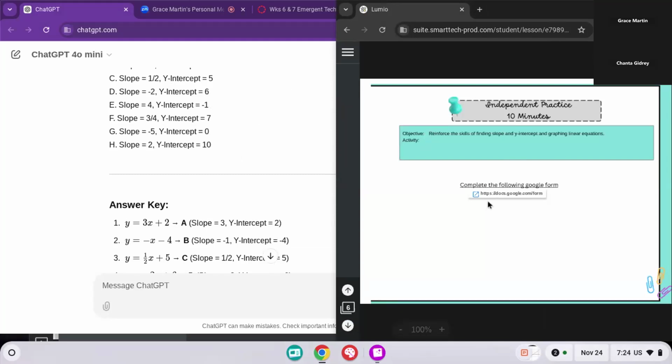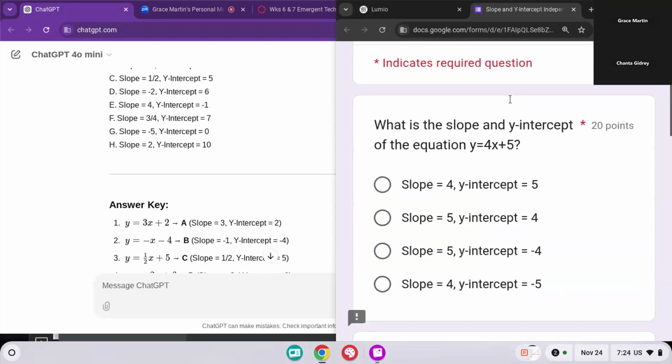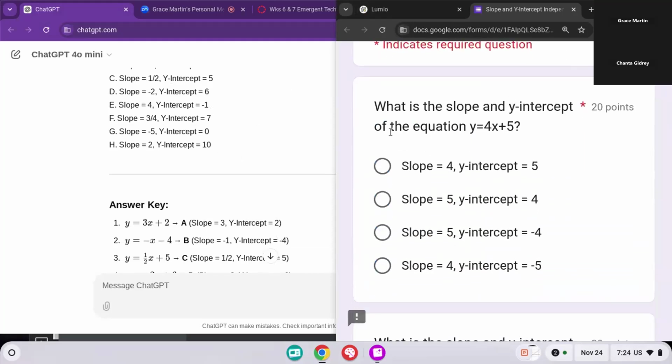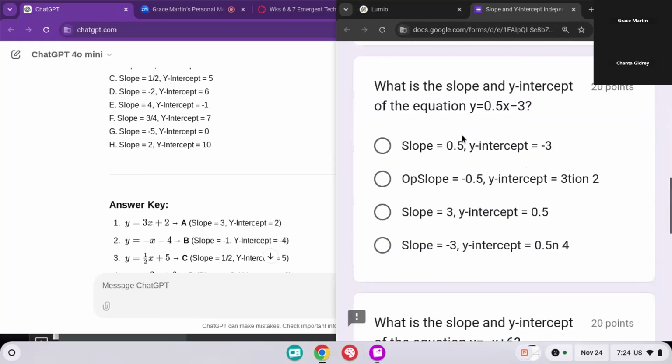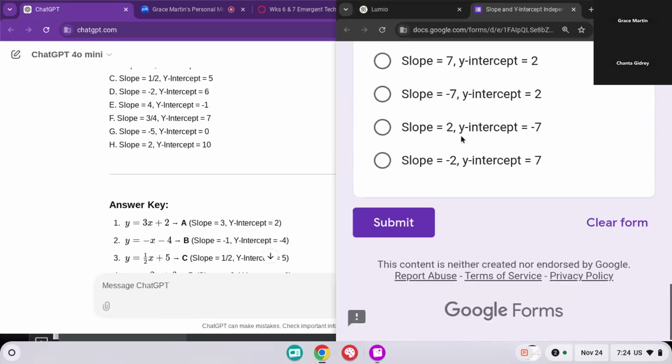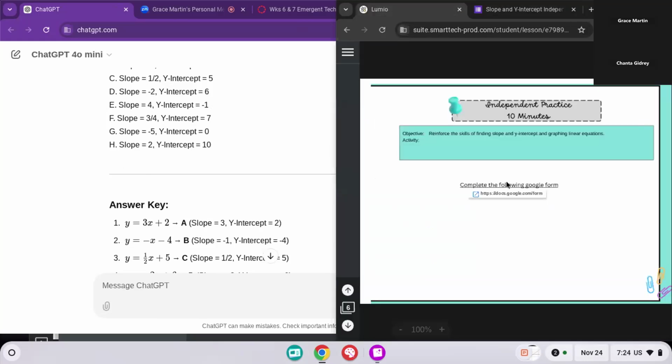And then here, independent practice questions. ChatGPT helped me create a quiz. The matching was the guided practice. We went through those together as a class. What is slope and y-intercept? They have to answer these questions. This is a quiz that was also created using ChatGPT. This is also in their Google Classroom as an assignment, so they can go to the Google Classroom, or they can just do this as they go along with the Lumio presentation.